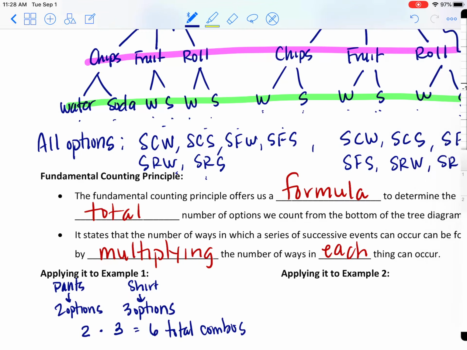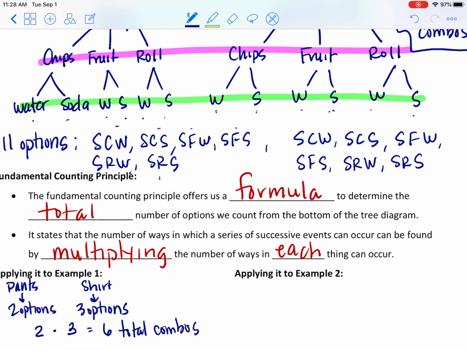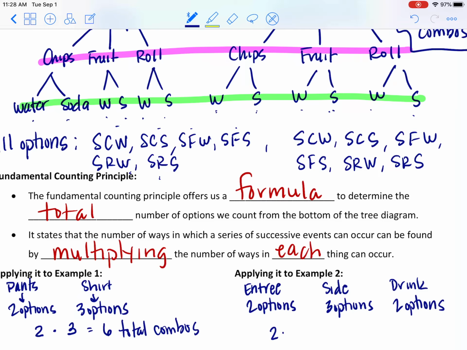And then we could have done the same thing with example 2. First, we were choosing an entree. And for the entree, we had 2 options. And then we were choosing a side. And for the side, it could have been chips, roll, or fruit. That was 3 options. And then we were choosing a beverage, a drink. And we had 2 options there. And so the counting principle says we can multiply the 2 times the 3 times the 2. 2 times 3 would be 6, times 2 would be 12. And we would get the 12 total combos in that situation. And that's exactly what the tree diagram showed us.